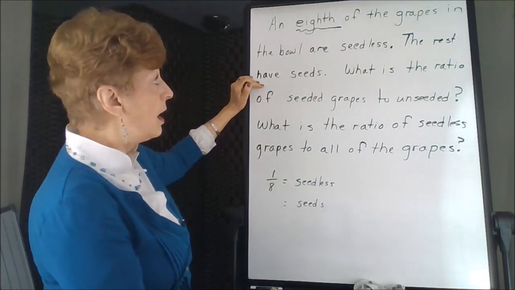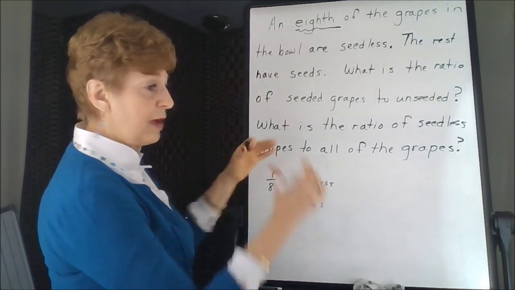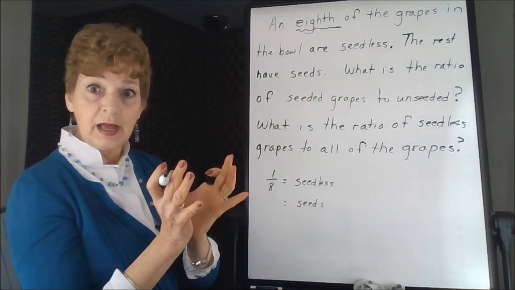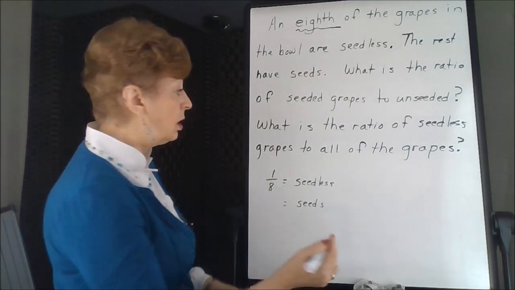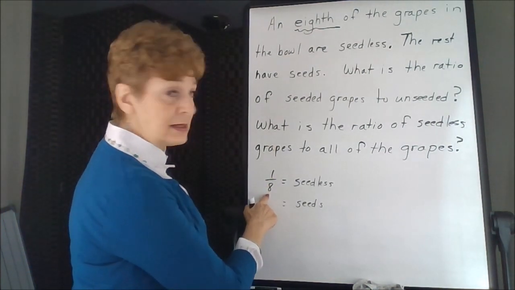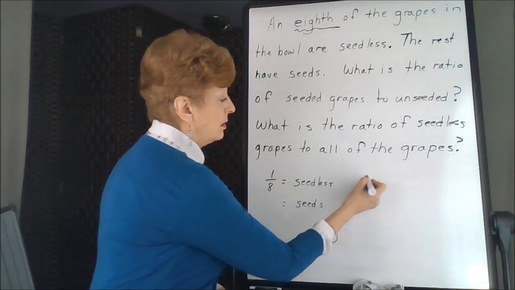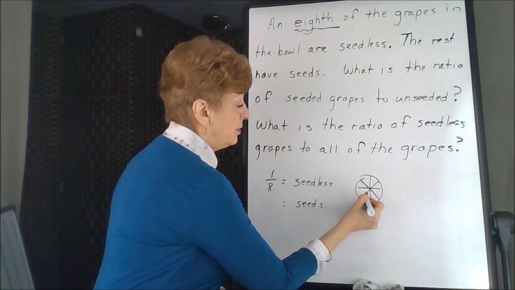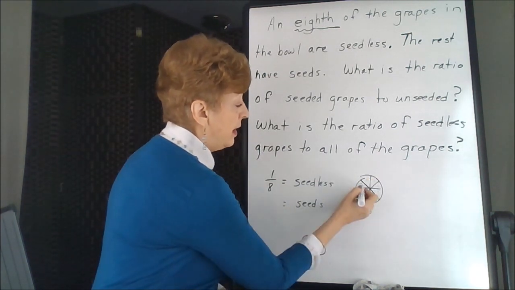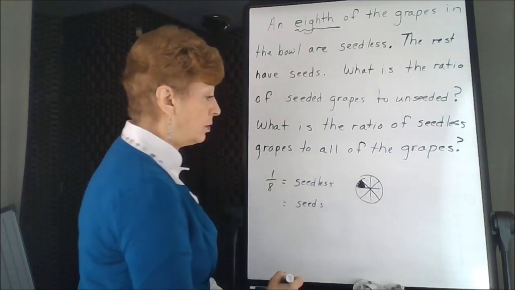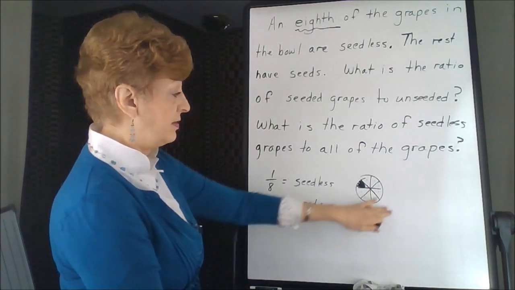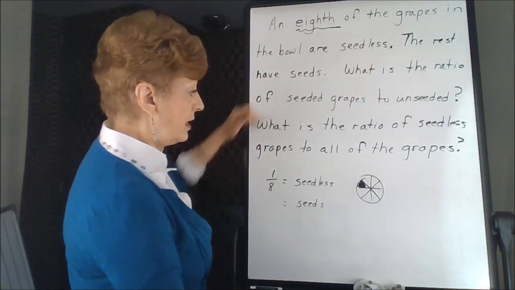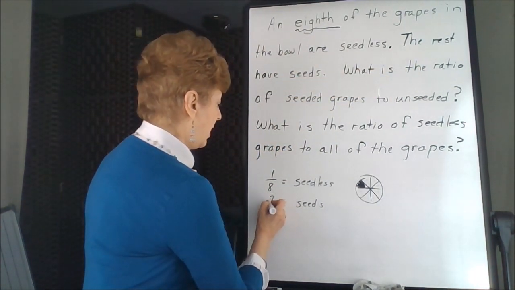Well, if you have 1/8, you have to understand that the fraction 1/8 is part of a whole. And how many pieces are in a whole when we have cuts that are eighths? 1, 2, 3, 4, 5, 6, 7, 8. We have one of these eighths, which means that the ones that have seeds in it are all of the rest. It says the rest have seeds. So that would be 7/8 have seeds.